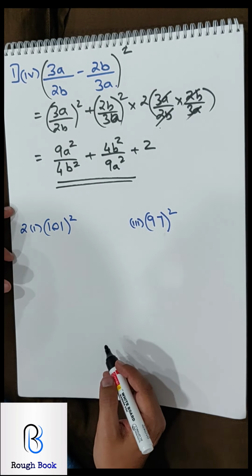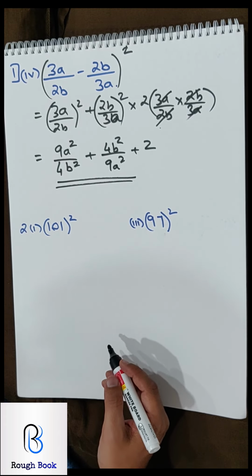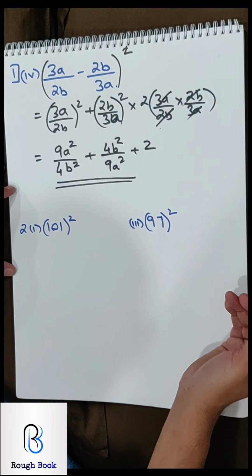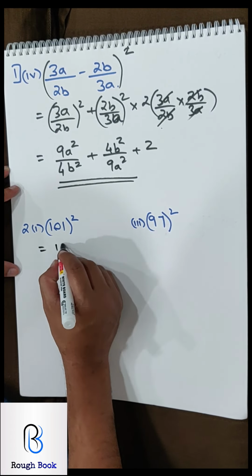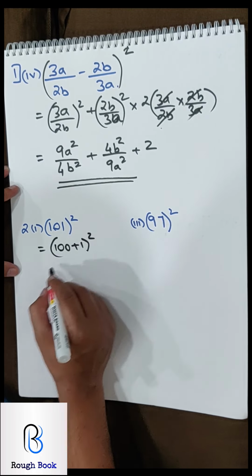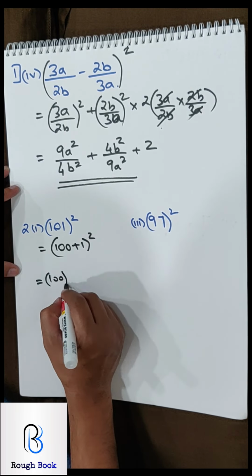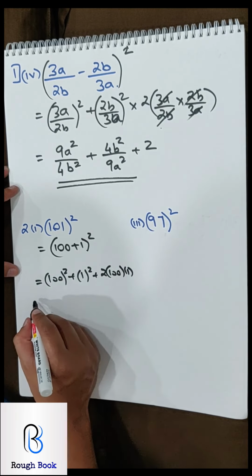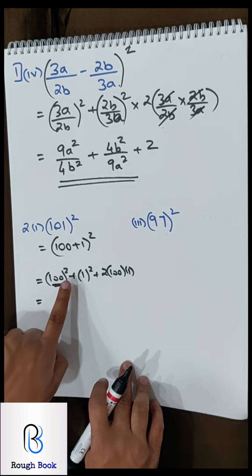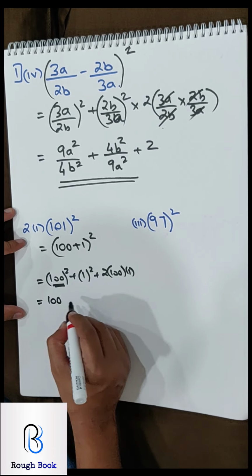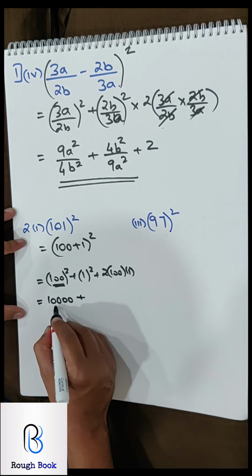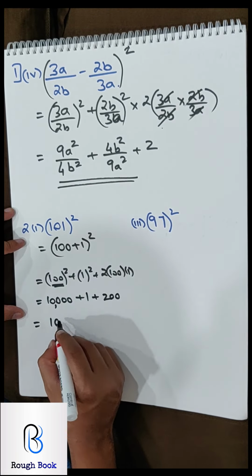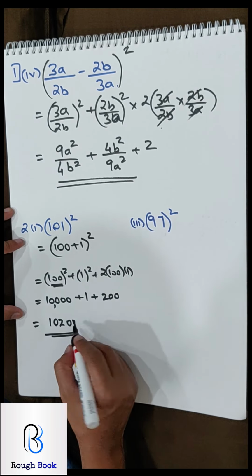Next one, 101. The question says use identity to evaluate. So you cannot do this by 101 into 101. You have to use identity. So for that we say 100 plus 1. We had done this in standard 8. So a square, b square, 2 times ab. So 2 zeros, 2 times. So 1 pair, second pair. So it becomes 10,000 plus 1 plus 200. So my final answer is 10,201.